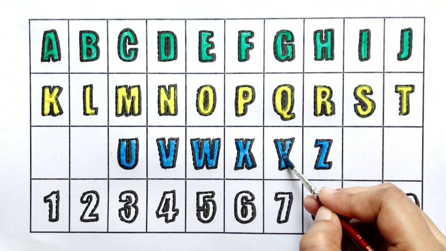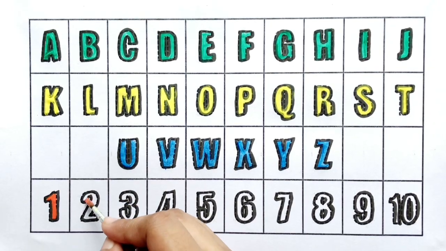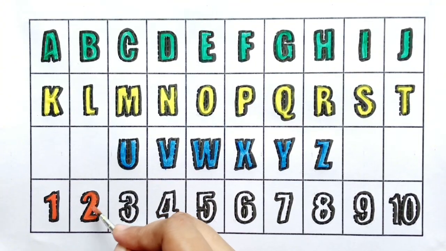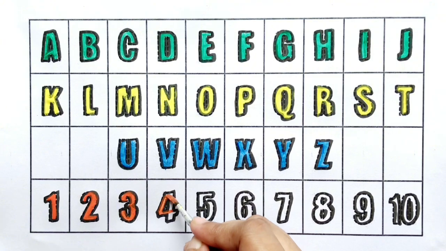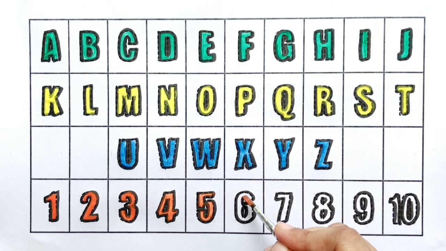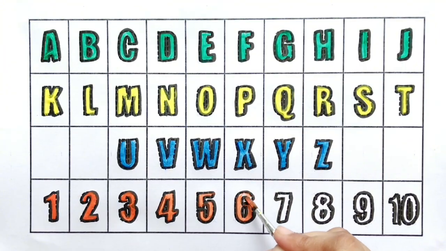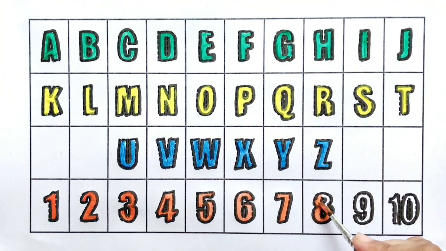Let's counting. Orange color. Number 1, 2, 3, 4, 5, 6, 7, 8, 9, 10.